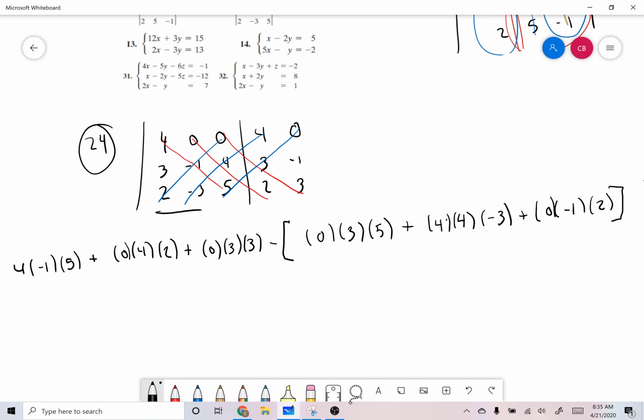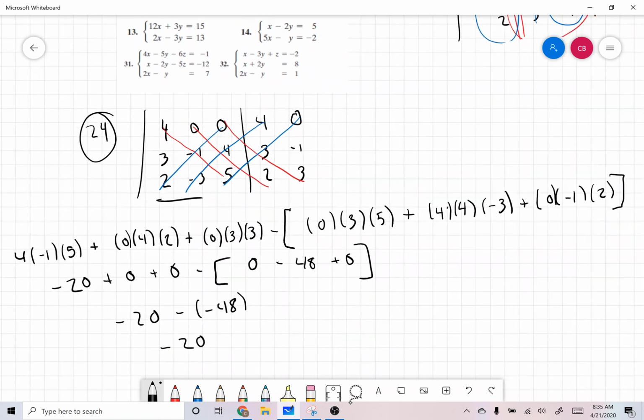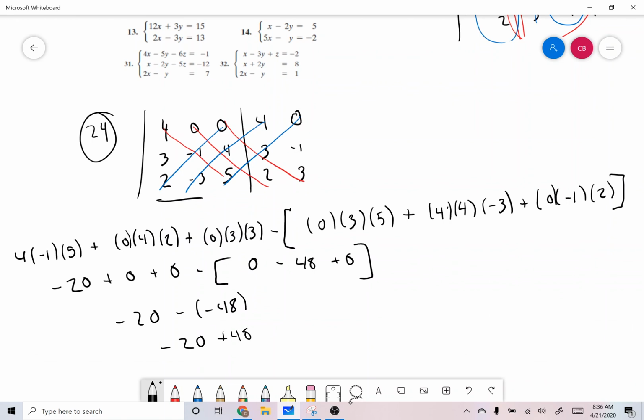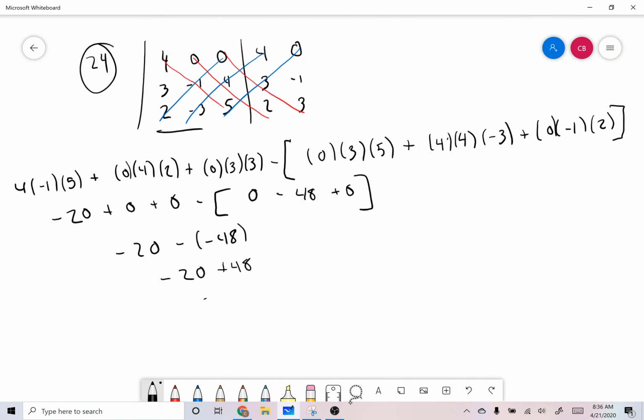And so we multiply this out. This is negative 20 plus 0 minus 0 plus, actually not plus, minus 16 times 3, minus 48, plus 0, which is going to be negative 20 minus negative 48, which is negative 20 plus 48, which is finally 28, and that will be the determinant of this matrix.